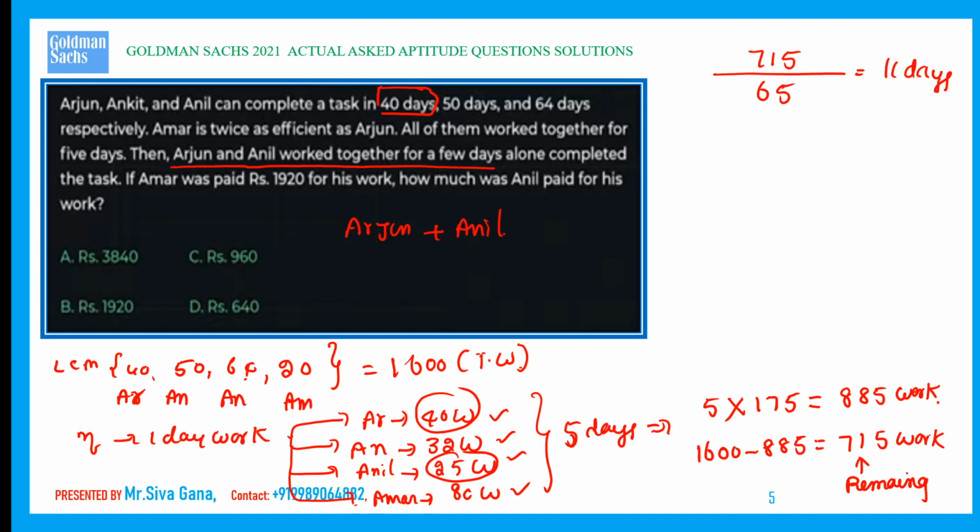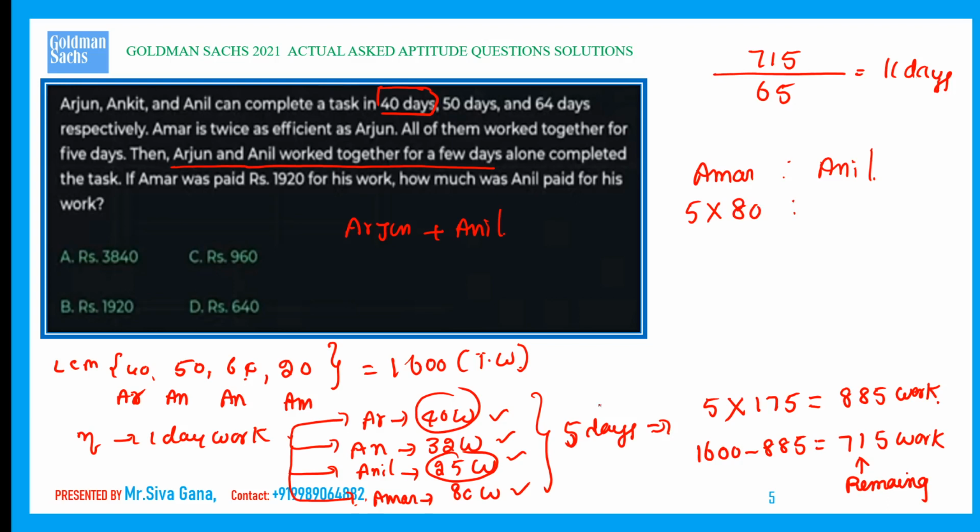If Amar was paid 1920 for his work, then how much amount for Anil? See, my dear viewers, the wages should be shared in terms of work done. Here the candidates are Amar and Anil. Amar worked how many days? 5 days. Each day how much work? Amar 80.